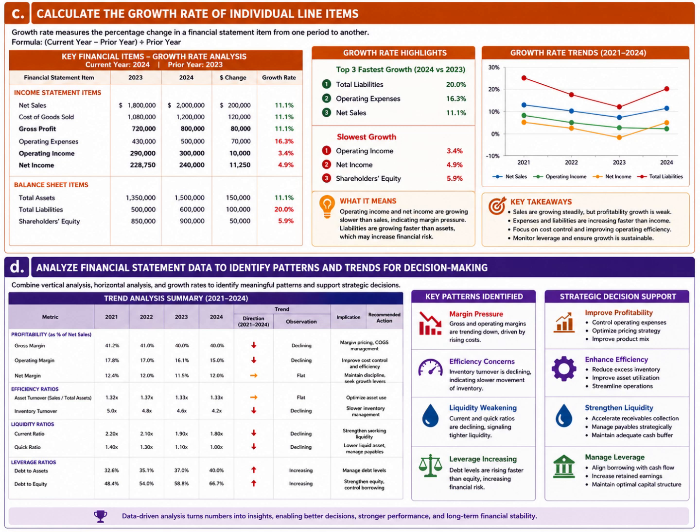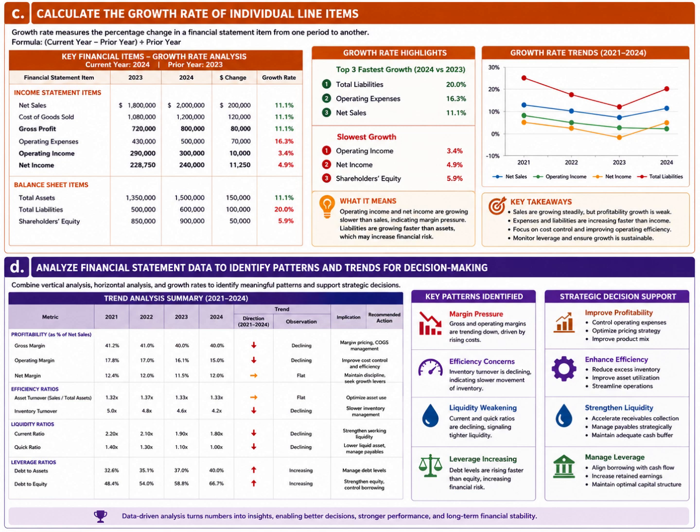For example, if operating income grows slower than sales, it may indicate rising costs or declining efficiency. Conversely, asset growth exceeding revenue growth may signal underutilized capacity. Growth analysis supports valuation and planning.